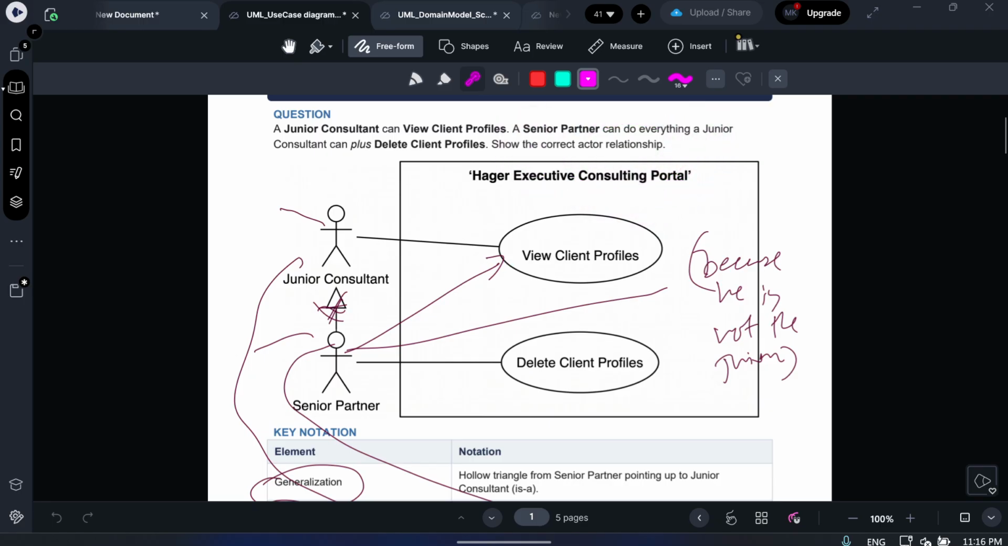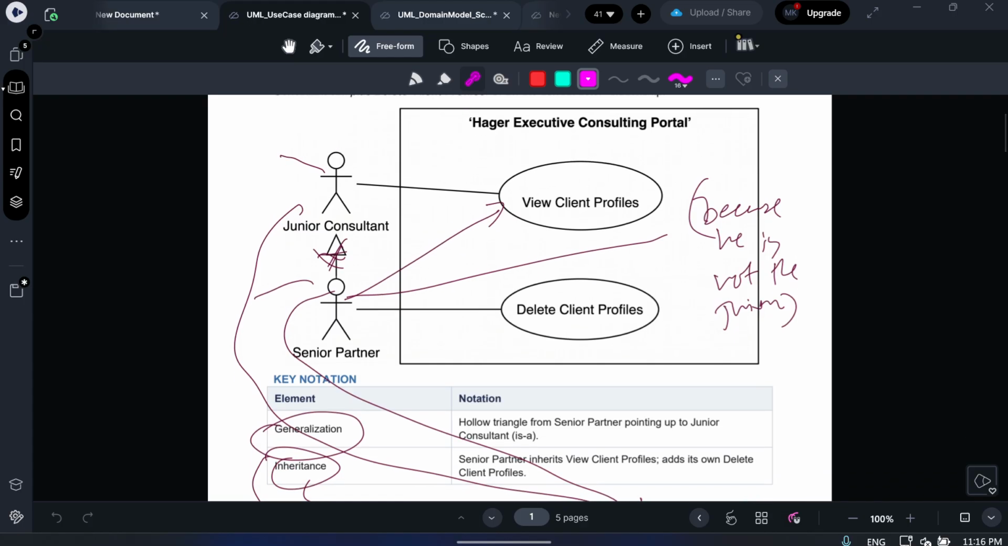Let's look at it this way. First, we will make an actor, a person entity, which is a junior consultant, then we have a senior consultant. There's a problem with this diagram. The problem is that there needs to be no inheritance between these. Instead, we have two functions, view client profiles and delete client profiles. Because the senior partner is not the junior consultant, it is just something he can do extra.